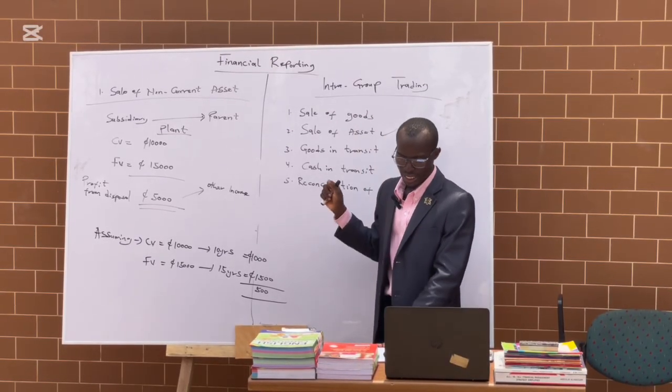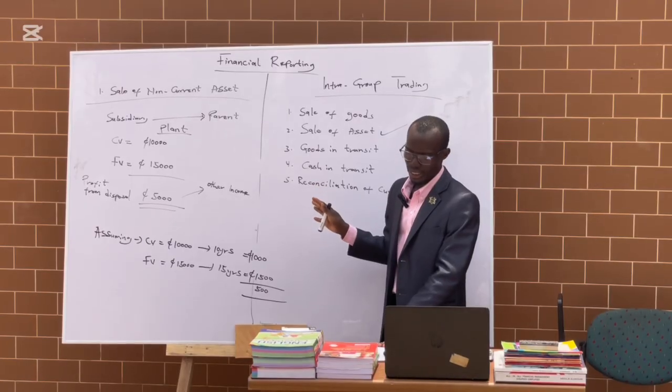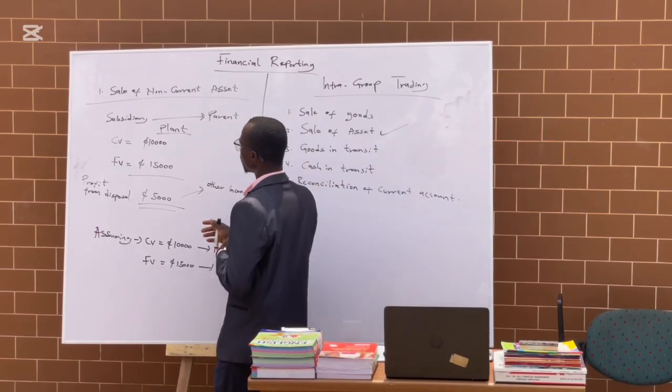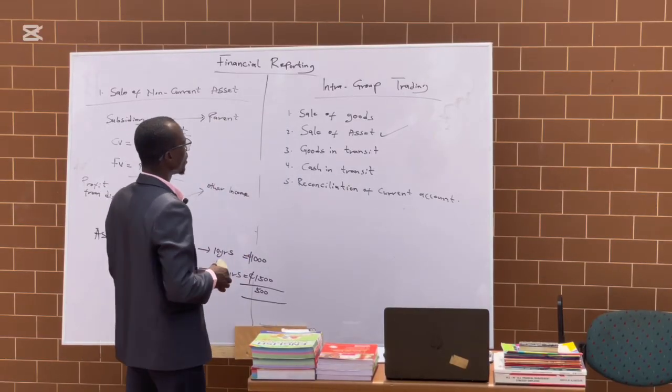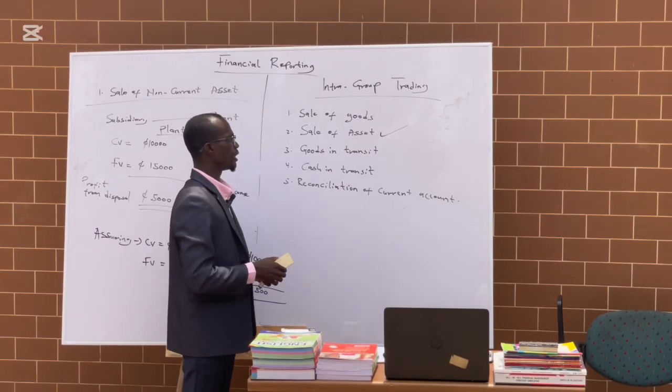So that's how the calculation is going to be done when it comes to the sale of a non-current asset. So let's move on to another one, which is sale of goods.